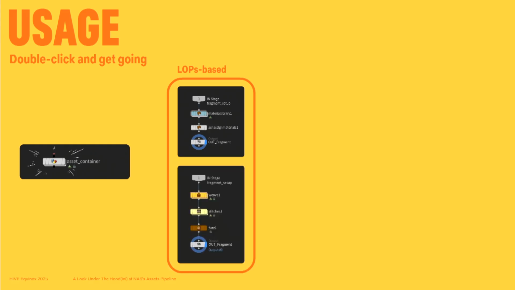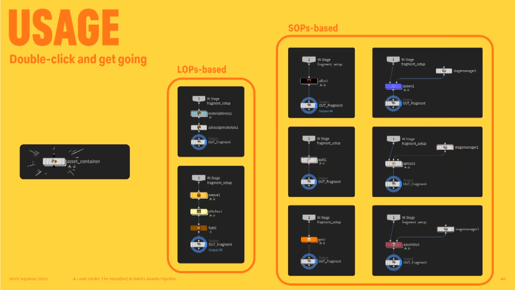The look isn't the only fragment that we work on directly in LOPs. For example, there's Weave, our fabric system. But most of our other fragments are largely SOPs-based by this point. You can see that these SOPs-based ones look very similar at this level, and that's by design. Again, these areas are where we want our artists to spend most of their time. When you double-click your container, that's where you get to be an artist.